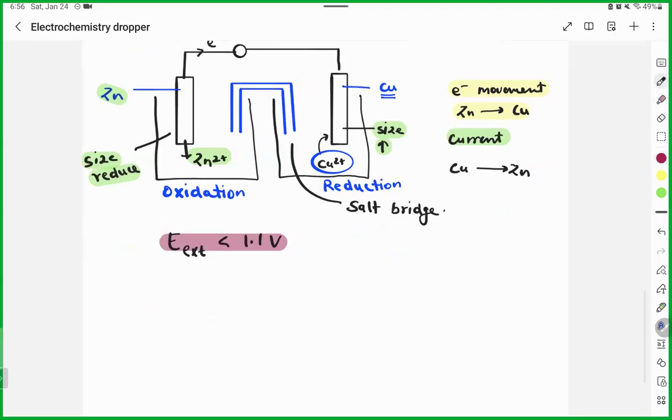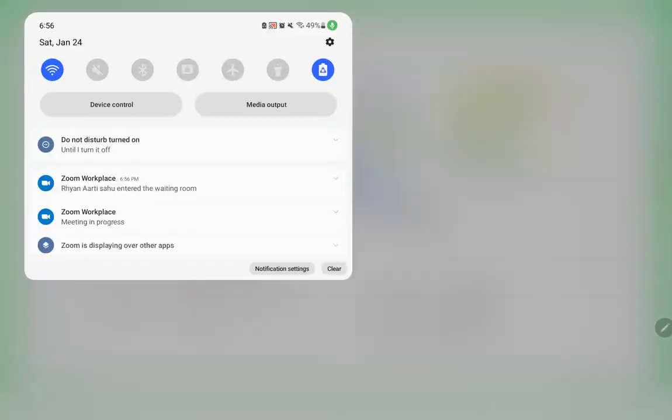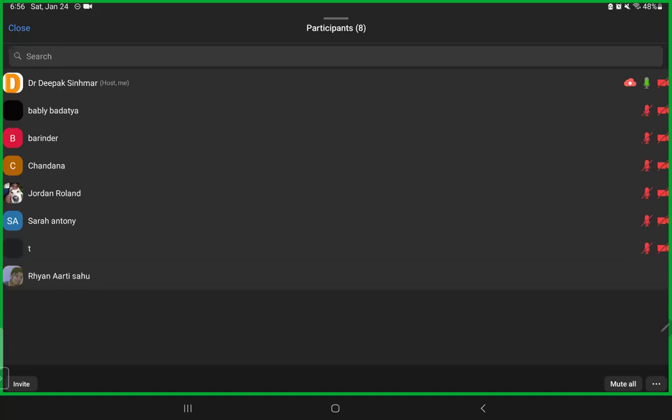Second option, if the EMF of the cell is exactly 1.1 volt, there will be no electron flow and no current. Why? The external and internal values are the same. Overall, there is no movement of the electron. When external EMF and internal EMF become exactly the same, the net movement of electron will be zero. No net electron movement, no current.